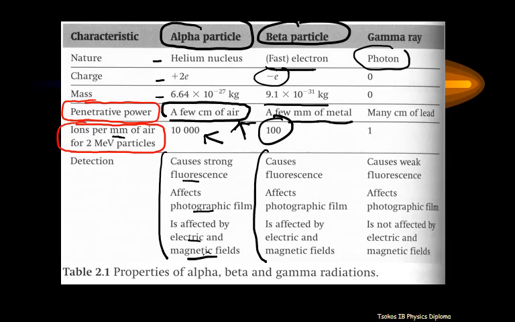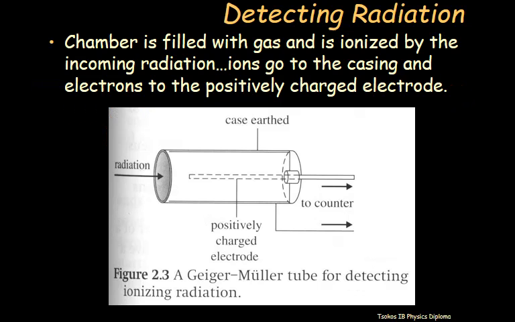And then gamma rays, right? No charge, no mass, but it can even go through lead, many centimeters of lead. And it's just going to do one because it's one photon. It can ionize one atom, and then these are the effects that we can see with those.